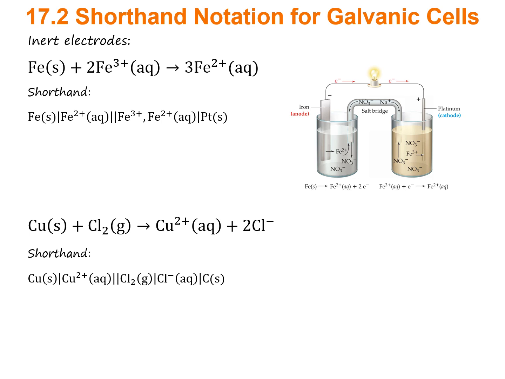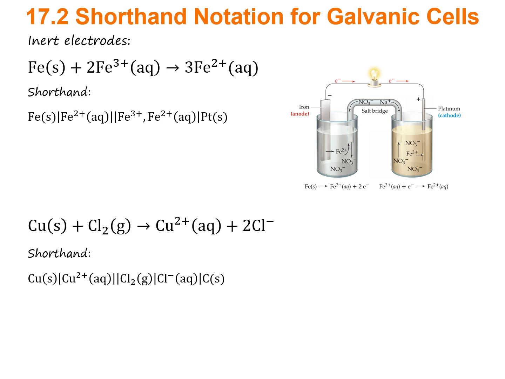And then we have the salt bridge, and we have chlorine gas, and then we also have that going to chloride as it picks up electrons. And then we have one more indication that we have an inert electrode with the carbon sitting there on the very far right hand side.